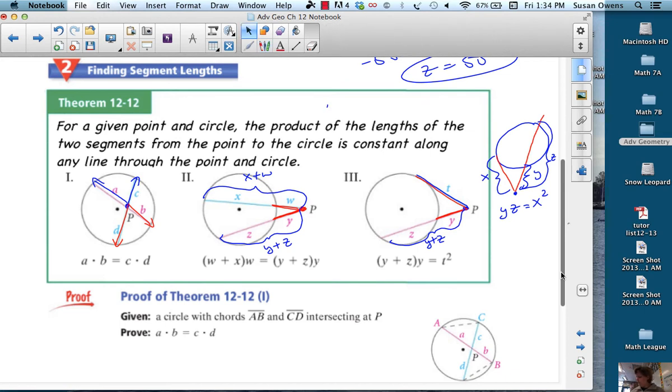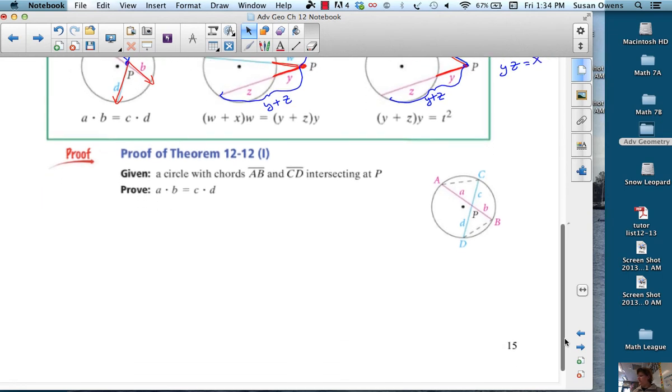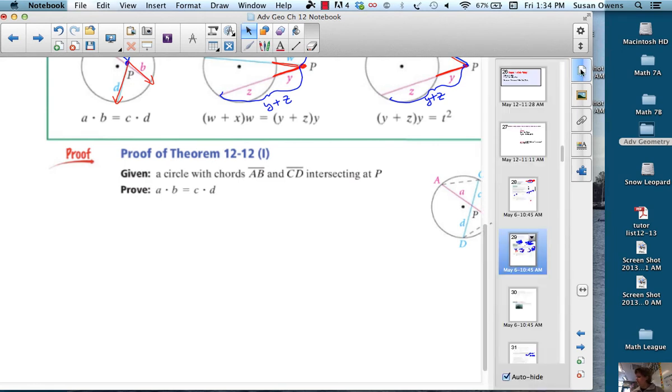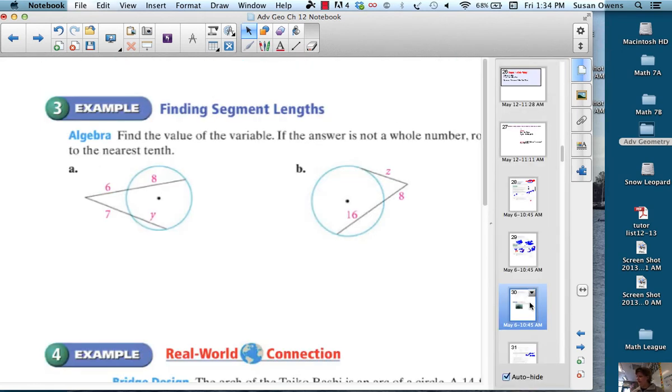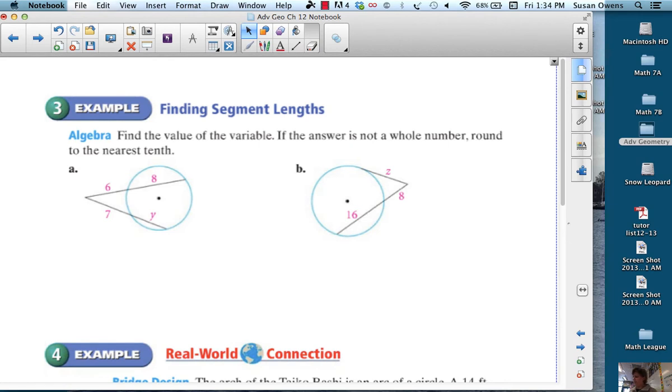Okay. So we are going to prove this one, and again notice we have some pictures drawn. Those pictures are very suggestive of having to use the inscribed angle theorem, which we will. So we want to prove that A times B equals C times D. We will use similar triangles to do this, a little similar triangles and cross multiplying. And then we have, after that, a couple examples and then a nice little problem.